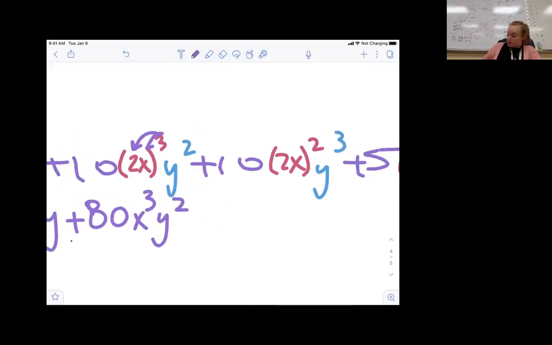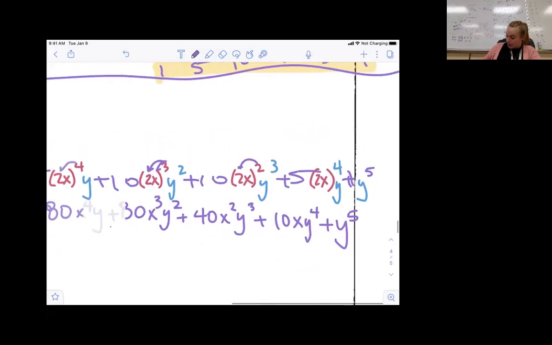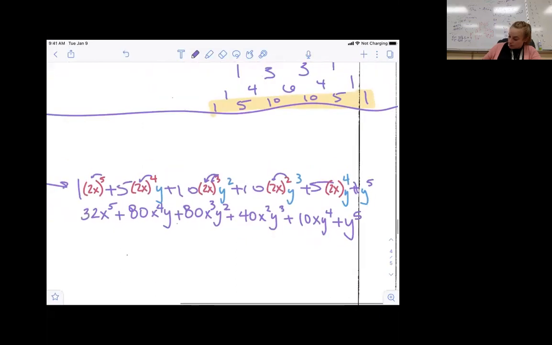Then I do 10 times 2x to the 2nd, y to the 3rd. So 2 squared is 4. 4 times 10 is 40. X squared, y to the 3rd. Then I've got 5 times 2x, y to the 4th. 2 times 5 is just 10x, y to the 4th. And then it ends with, oh, I forgot my 5th, y to the 5th. So I expanded it out. It's really big now that I've expanded it all the way out.